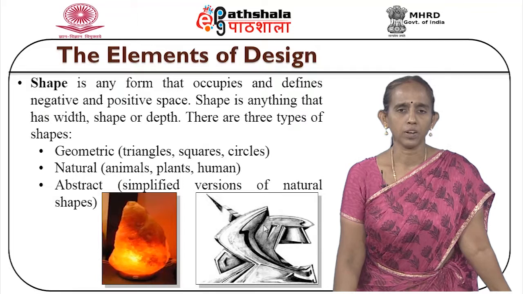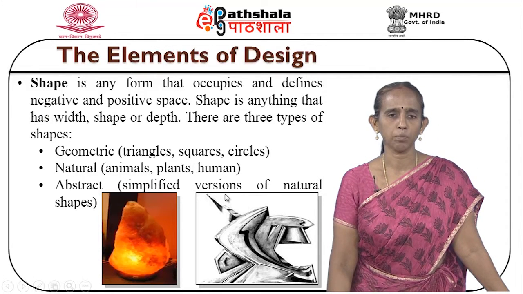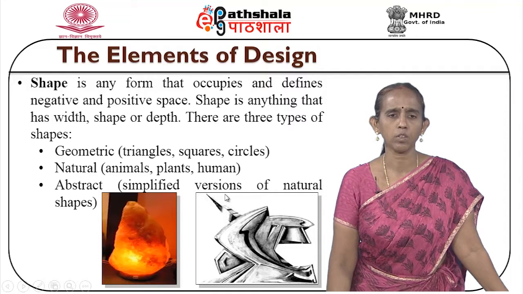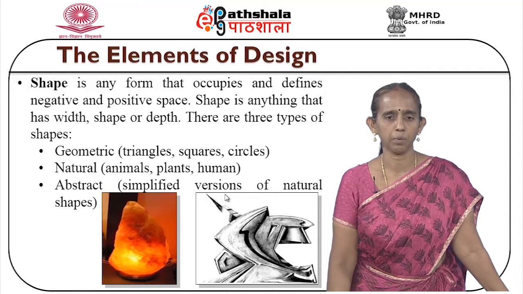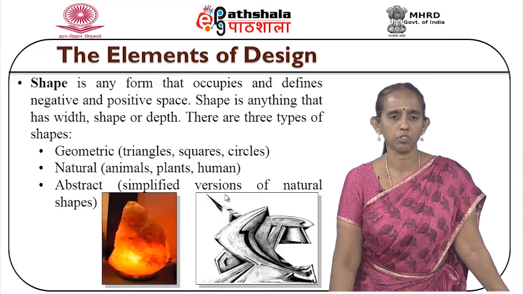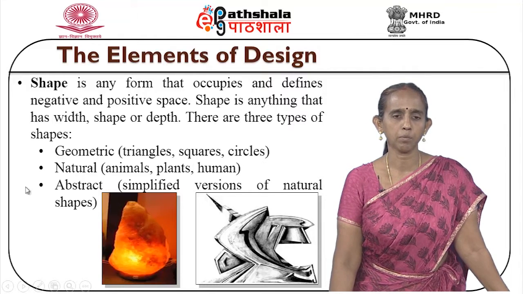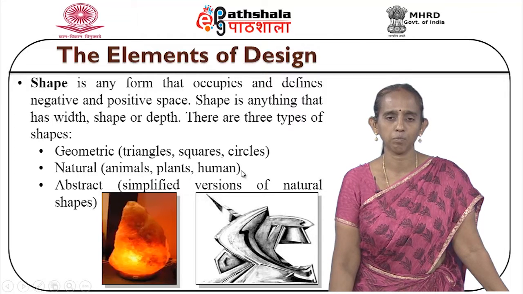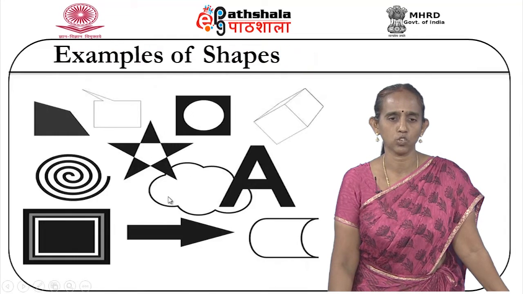The next important element of design is a shape. So shape is any form that occupies and defines a negative as well as a positive space. Shape is anything that has width, height or depth. There are 3 different types of shapes. We can call the shape a geometrical shape, such as a triangle, square or circle. The shape can be some kind of natural shape like animals, plants or human beings, or the shape can be some kind of abstract shape wherein it is a simplified version of natural shapes.